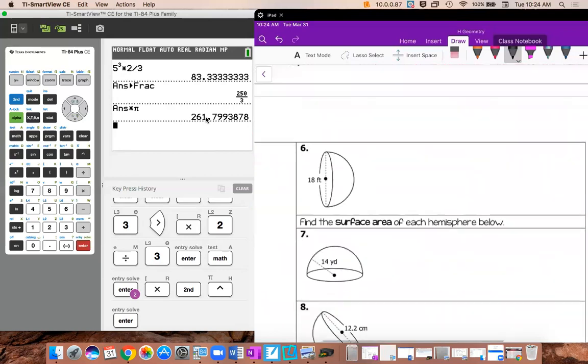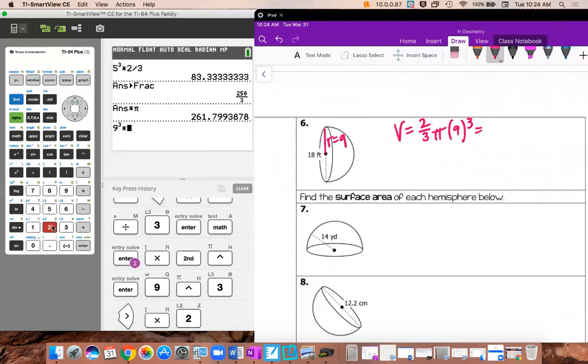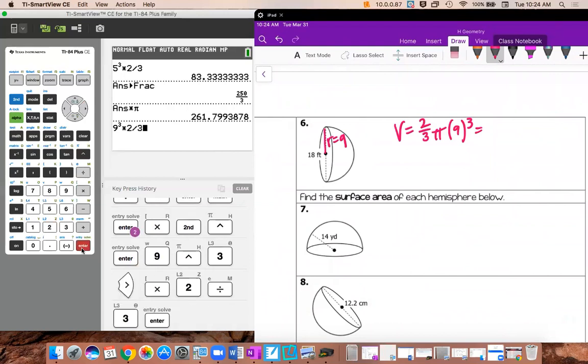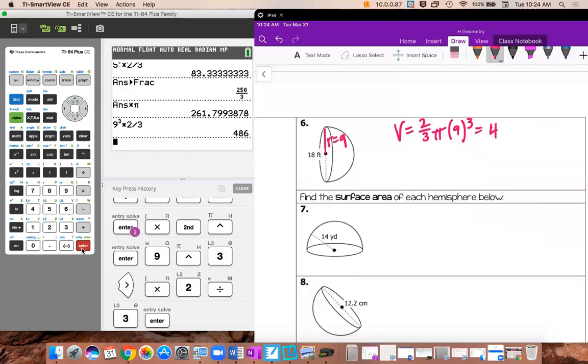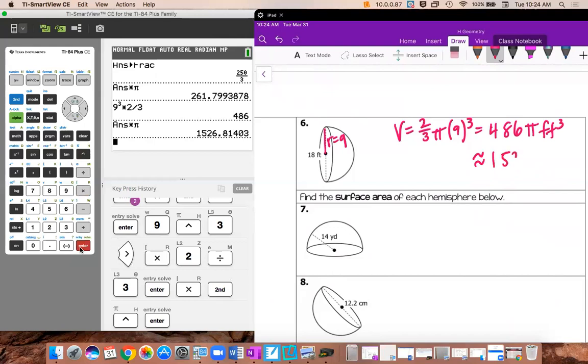Okay, so we're going to do it again. This one, they give you the diameter, so you just have to realize the radius is going to be 9. So volume is 2/3 pi r cubed. Let me just plug it in. So 9 to the 3rd, arrow down, times 2 divided by 3. If we leave it exact, this is a nice one, 486 pi feet cubed. And then if we want to round and estimate, multiply by pi. So we get 1,526.81 feet cubed, which is going to be our volume for that hemisphere, okay?